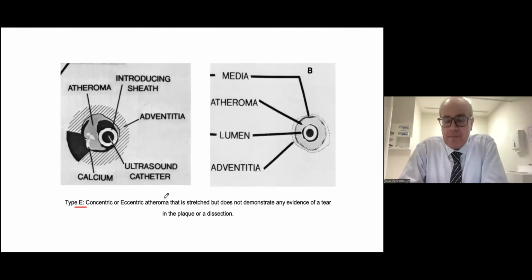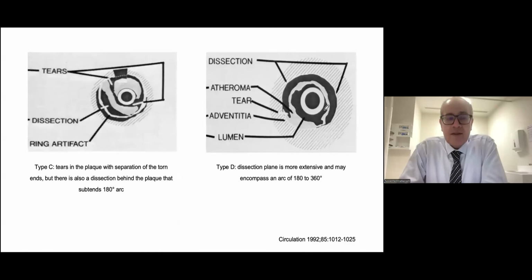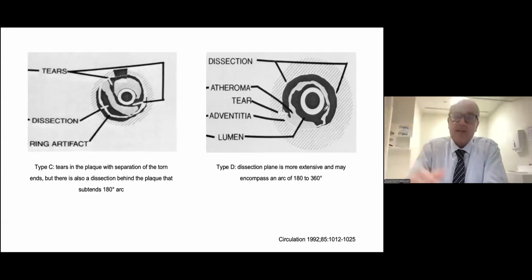That's type E. The other types, we have type A, where there's just a linear tear that is not extending all the way to the full thickness of the atheroma. Type B, where the tear extends into the depth of the plaque, but it's not extending behind the plaque, and the two ends of the plaque are not torn. Type C, there is separation of the torn ends. Now you have a flap that is playing around in the vessel up to 180 degrees, and if it extends more than 180 degrees, then this is type D dissection.